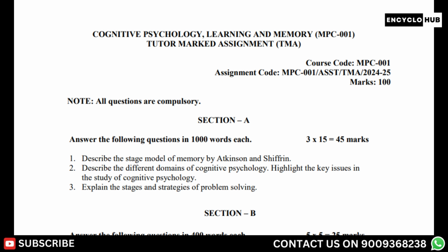4. Describe the connectionist model of memory by Rumelhart and McClelland. 5. Describe the aspects and stages of creativity. 6. Discuss Guilford's structure of intellect theory. 7. Describe Spearman's two-factor theory of intelligence. 8. Describe the environmental and cultural blocks to problem solving.